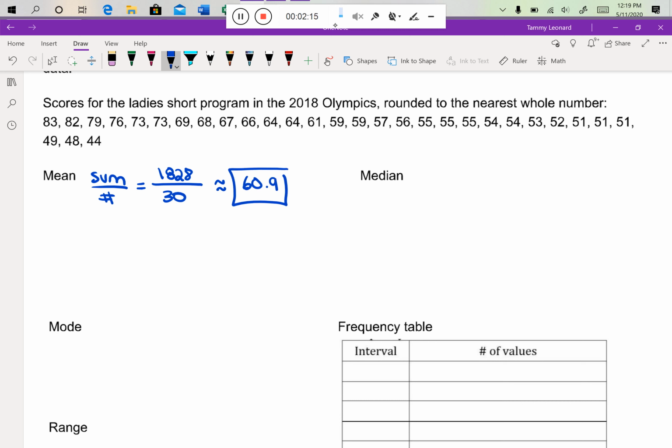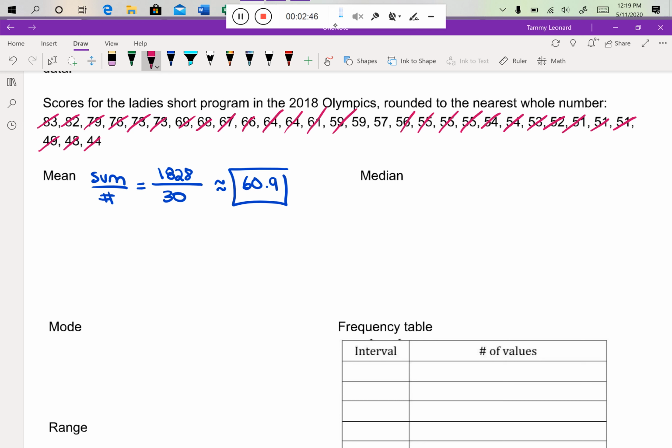So since this is in descending order, we don't have to rewrite all this data. We can just start crossing off a high and a low each time, making sure we pair them off. If we cross off a high, we also cross off a low all the way through. Whoops, I missed one. Until we're left with just one data value in the middle, except that we know that there are 30 data values, which is an even number. So we're actually going to be left with two data values in the middle.